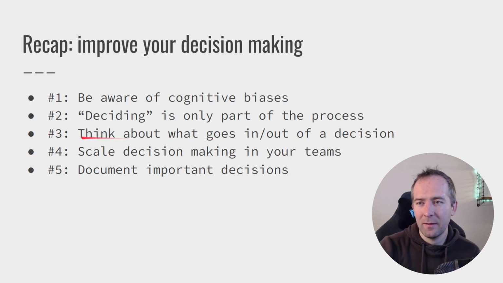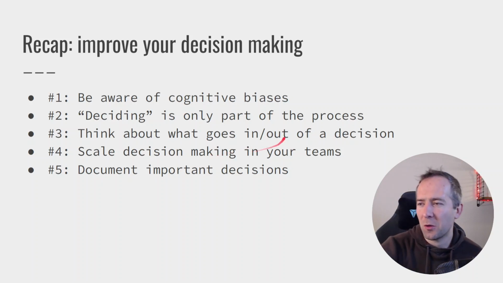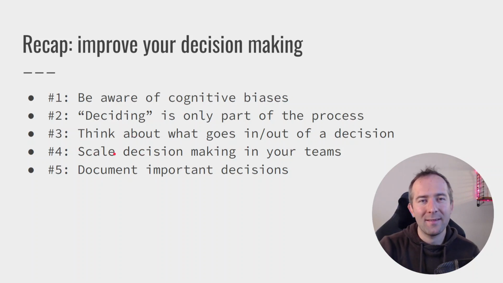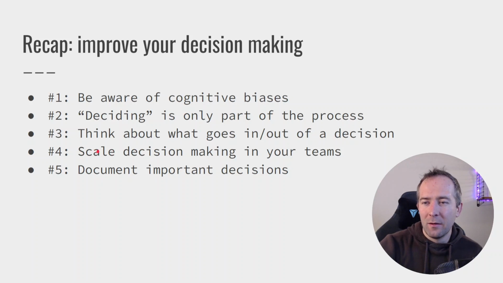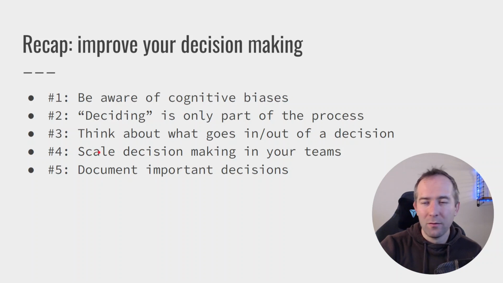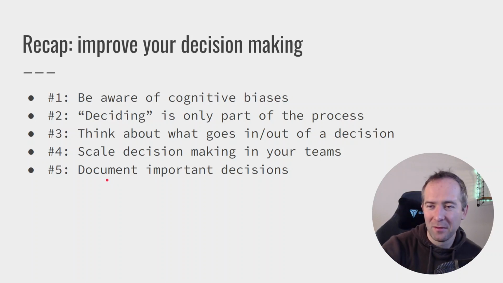Tip number 3, think about what goes into, but especially what comes out of a decision. So not only the intended outcome or the desired outcome, also think 2 minutes about what might be unintended consequences on my team, on the world, stuff like that. Tip number 4 is how you can scale decision making. For example, by using advice process and empowering your team members to make decisions themselves. And tip number 5, last but not least, for non-trivial decisions, keep a record, keep a log. Your future you will thank you. That's my 5 tips on making more qualitative and more impactful decisions.